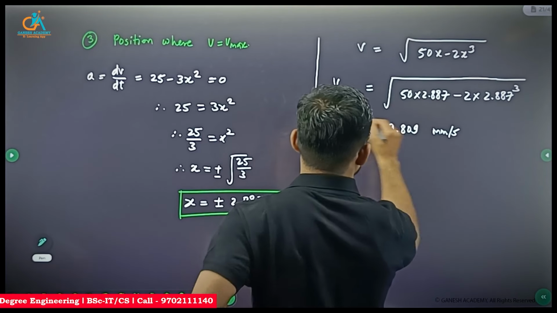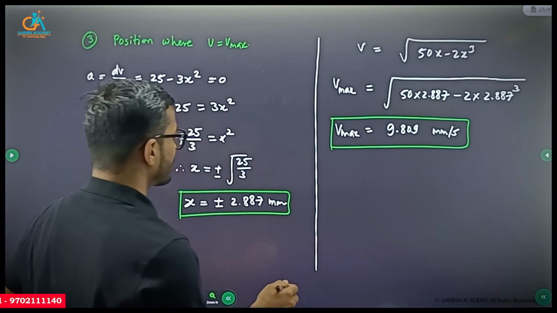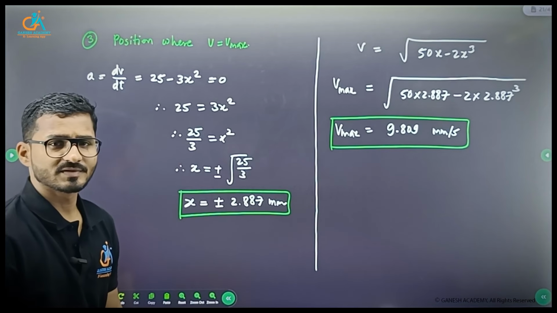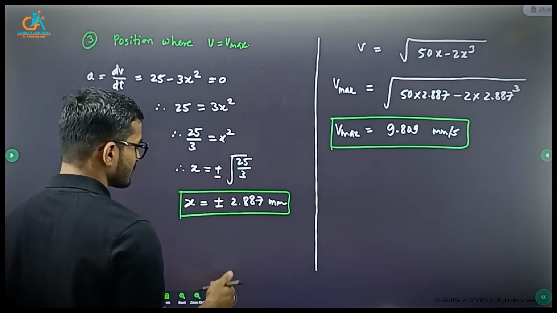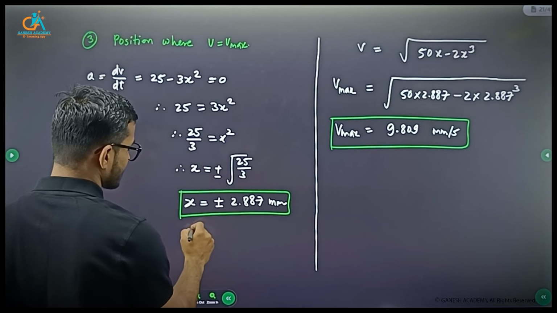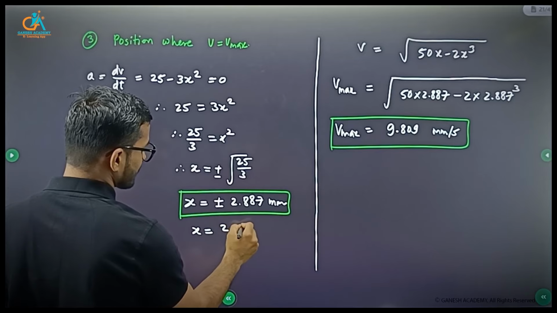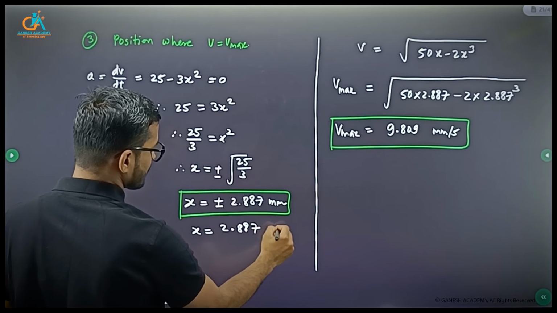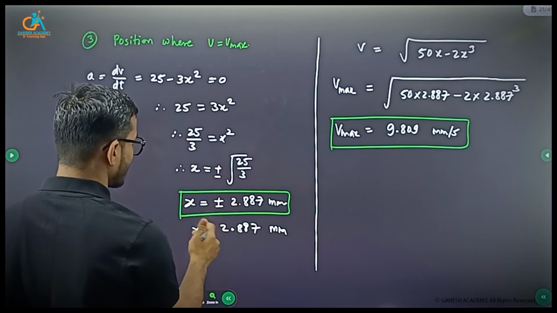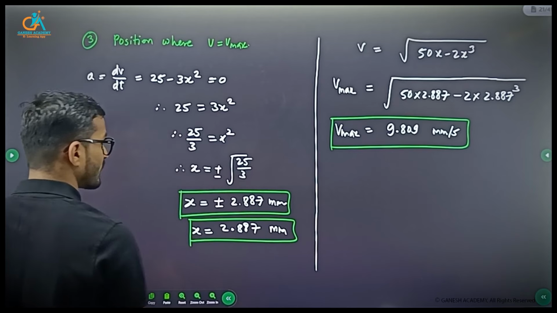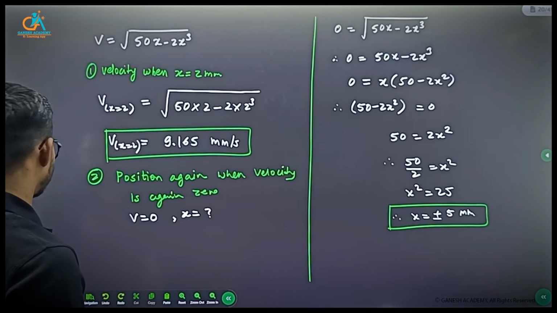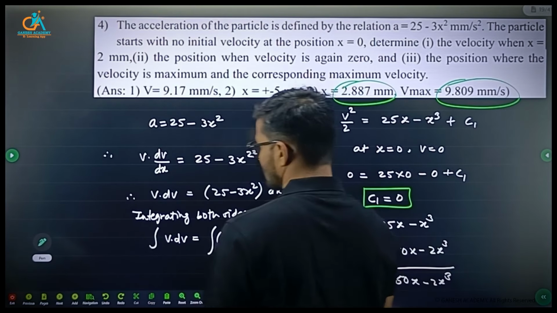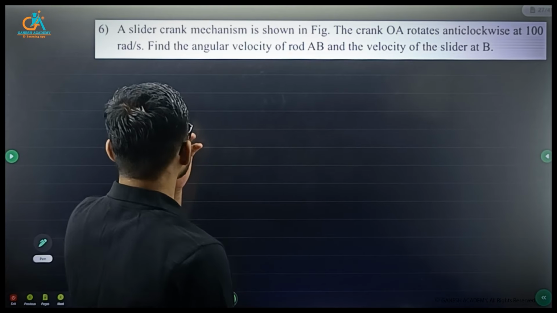Now what about the negative value? If you put the negative value in the same equation, you will get infinity, right? That means can't solve. So that simply means for positive value of x, you will get the maximum velocity. So answer should be 2.887, which is correct. Vmax is also correct. So next question, let's see.